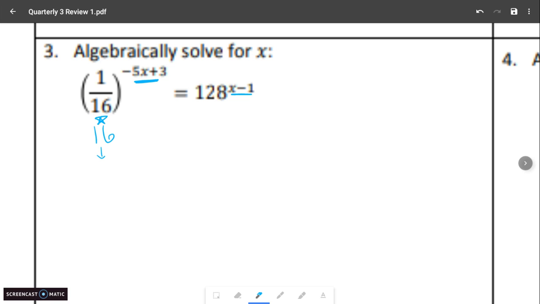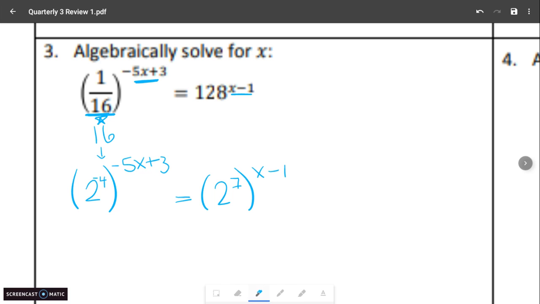But we should know that 16 is 2 to the 4th. Now, in order to make it the fraction that we were originally dealing with, we just want to make that 4 a negative. So it's 2 to the negative 4. Now, the reason I liked using the 2 was because if you play around on your calculator, 2 to the 7th gets you that 128. So I can use a common base of 2.